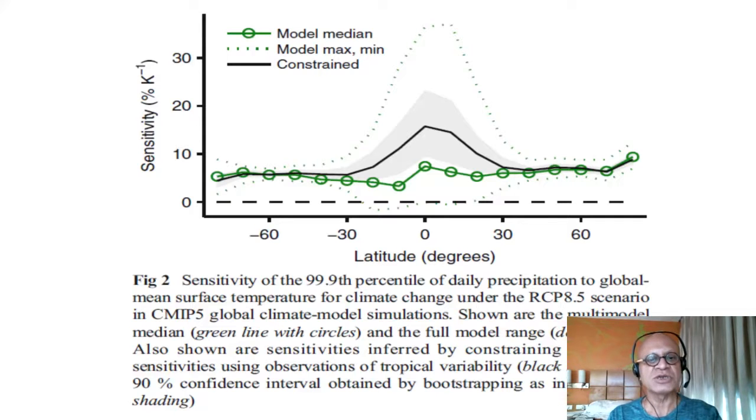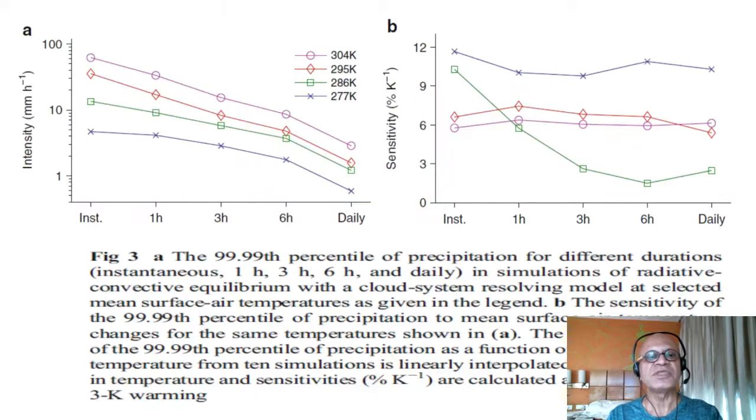So the main message here is that precipitation extremes under climate change will depend on latitude, on how you compute the sensitivities or scaling in terms of precipitation increase per Kelvin. And the other point to be made from Paul O'Gorman's paper is this one, where we are looking at intensity and again sensitivity at different frequencies.